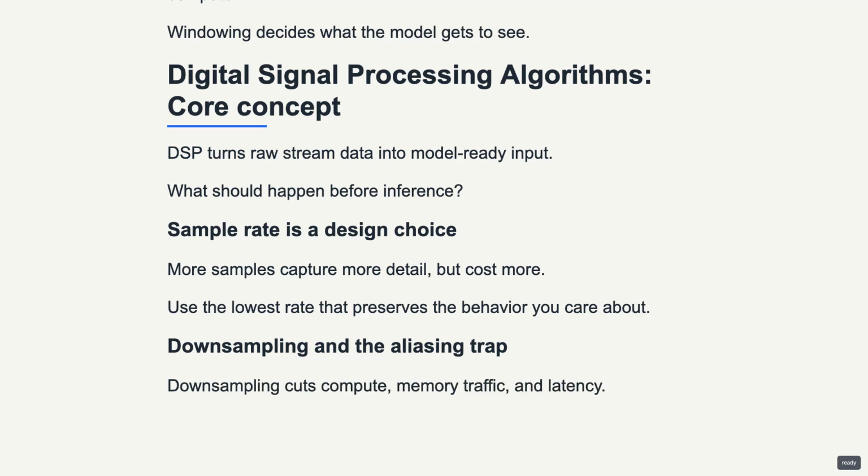Reducing the sample rate can make the whole pipeline lighter. If the node processes half as much data, it often saves power and responds faster, which matters when the device has a tight energy budget.